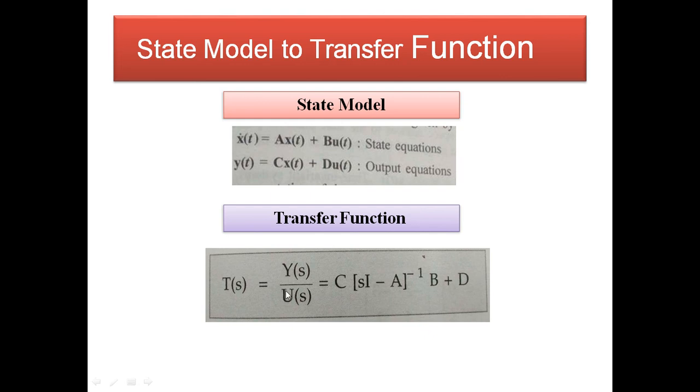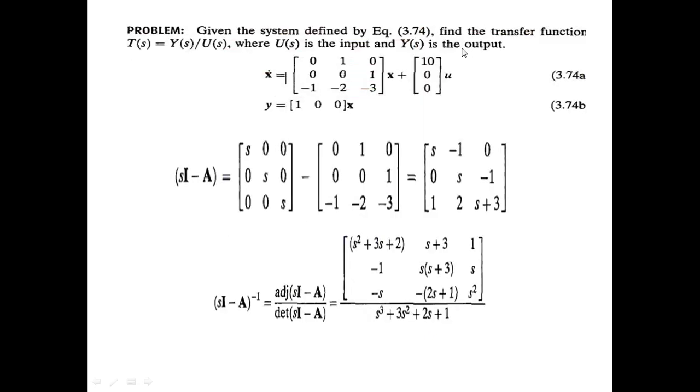This is a given system which is defined by a transfer function Y(s) by U(s). Find the transfer function, that is T(s), which is nothing but Y(s) by U(s), where U(s) is the input and Y(s) is the output here. Here x dot of t is given as the matrix 0 1 0, 0 0 1, minus 1 minus 2 minus 3, multiplied by x. It is understood there are 3 state variables, plus the matrix 10 0 0 times u, and the output equation is y equals 1 0 0 times x.